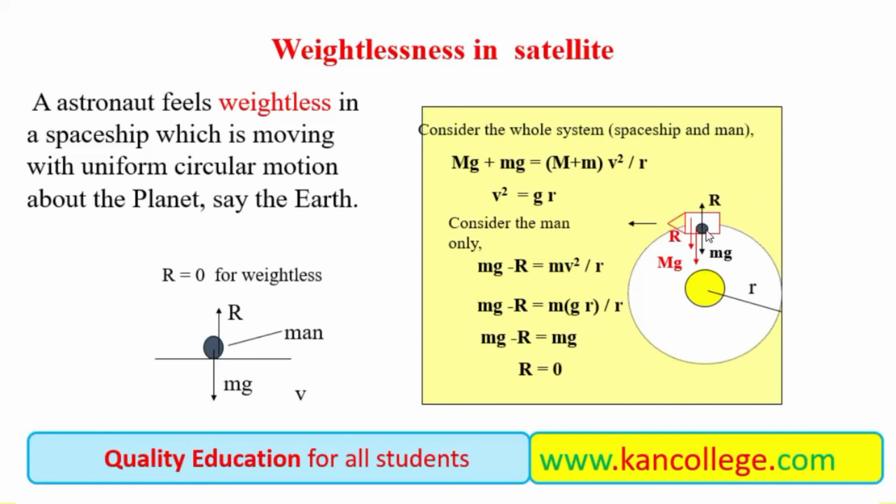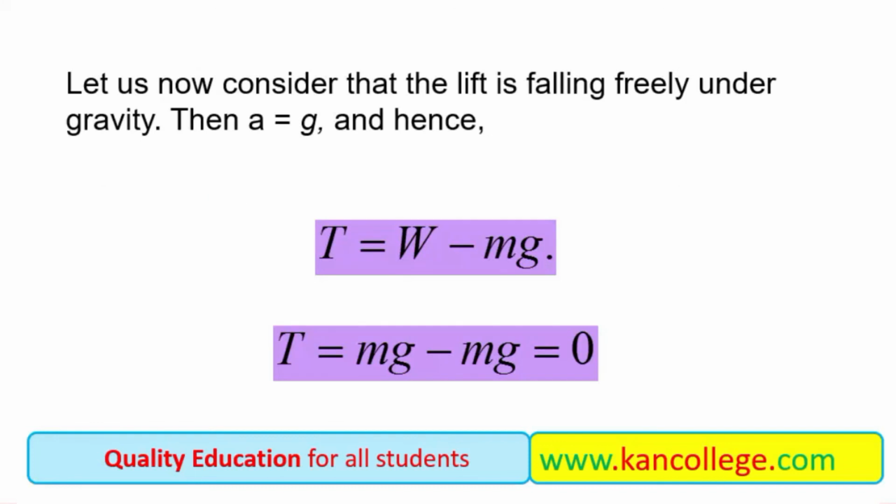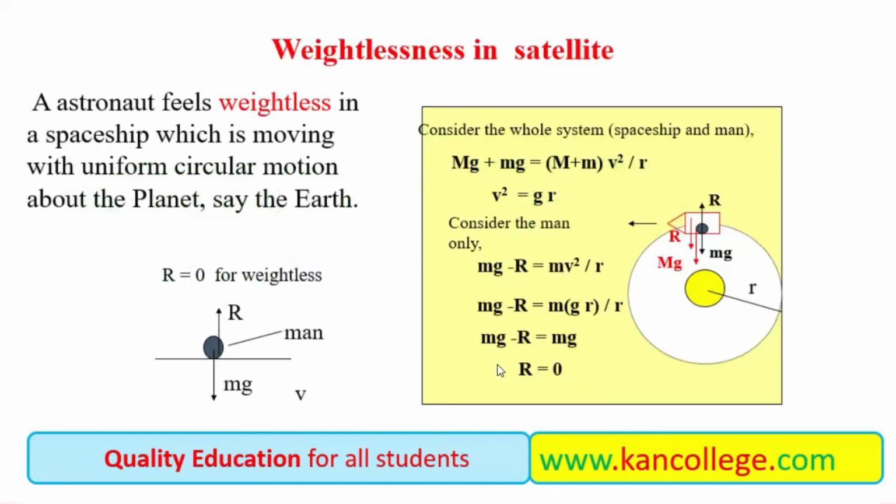And secondly, the common sense is that if a man or astronaut is falling freely, then according to the previous discussion, a freely falling system under gravity feels no weight. He feels the state of weightlessness.